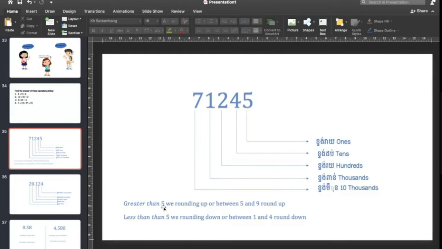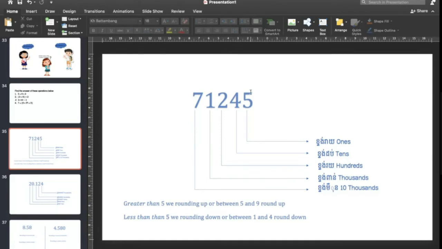So for the concept of rounding a number, if the number is between 5 and 9, or greater than 5, we round up. Greater than 5, round up, yes. But if the number is less than 5, or between 1 and 4, we round down. But the thing is, it depends on the exercise.